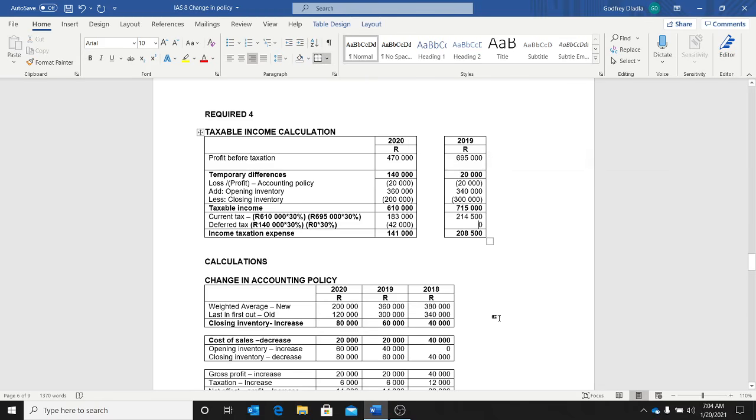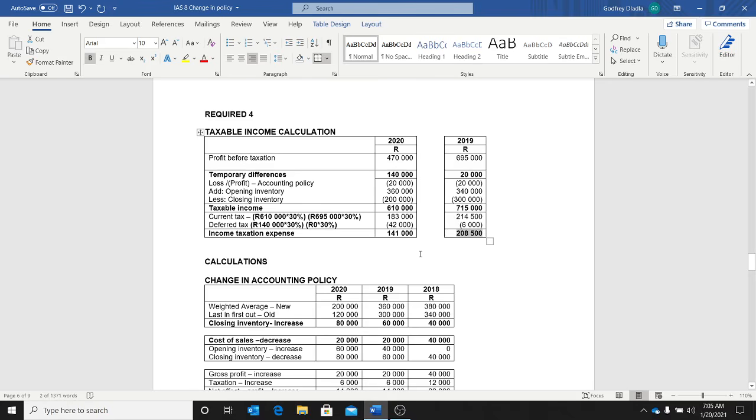Now, I've got 20 here. 30% of the 20 will give me 6. But remember, that amount is positive. That will give me a figure like this. Still 208. If you say 215, if you take this minus this, it still gives you the 208, like the one in the question itself.